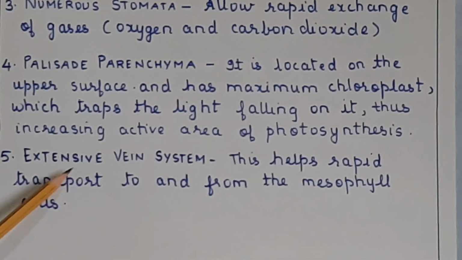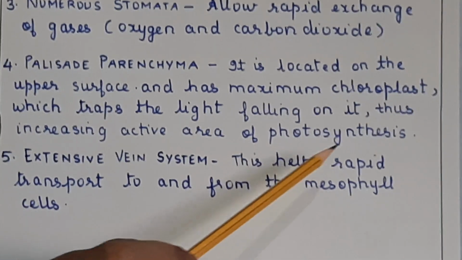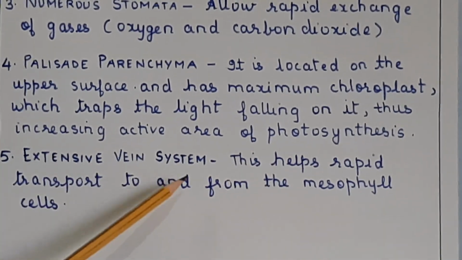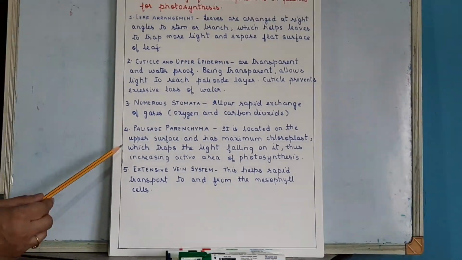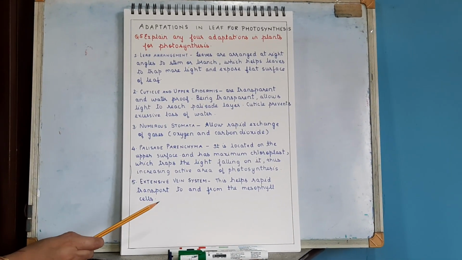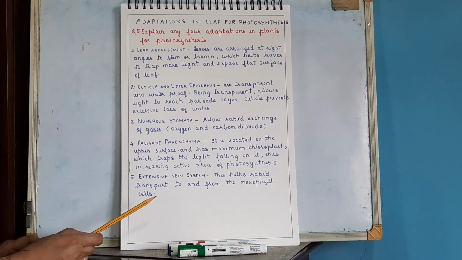And fifth is extensive vein system. This helps the rapid transport to and from the mesophyll cells. Okay, so you have to know at least a minimum of 4 adaptations. Now we shall have a look at the next part.